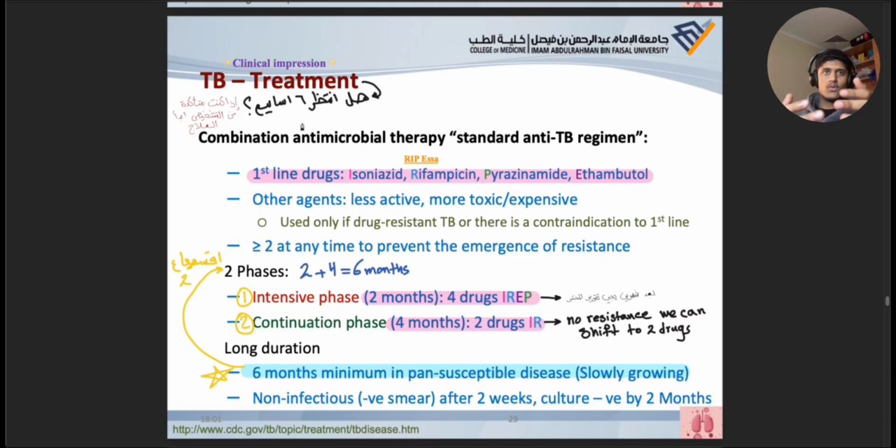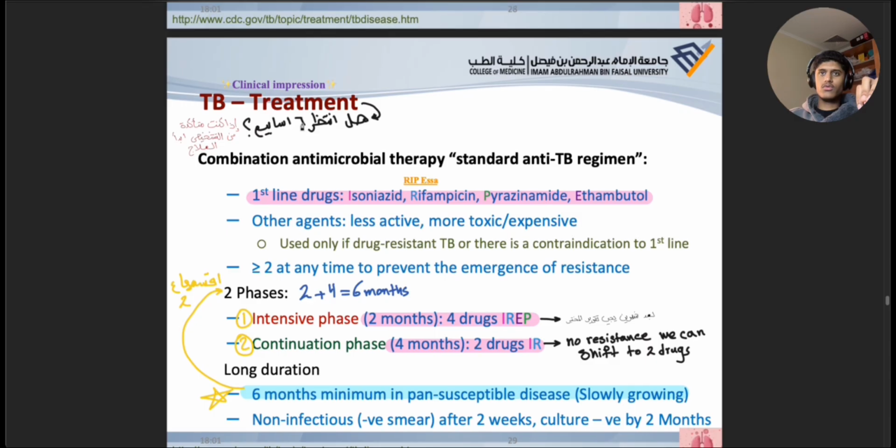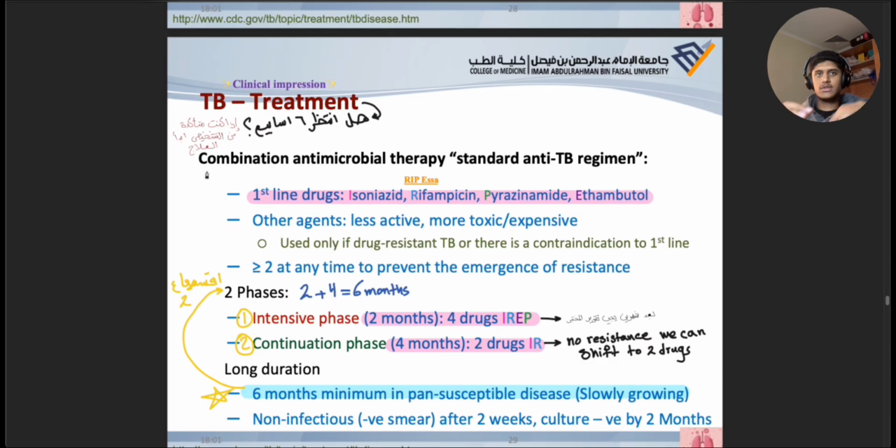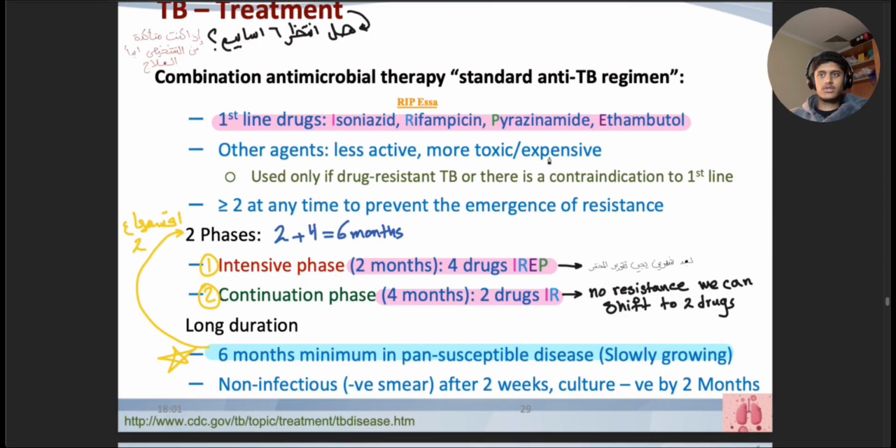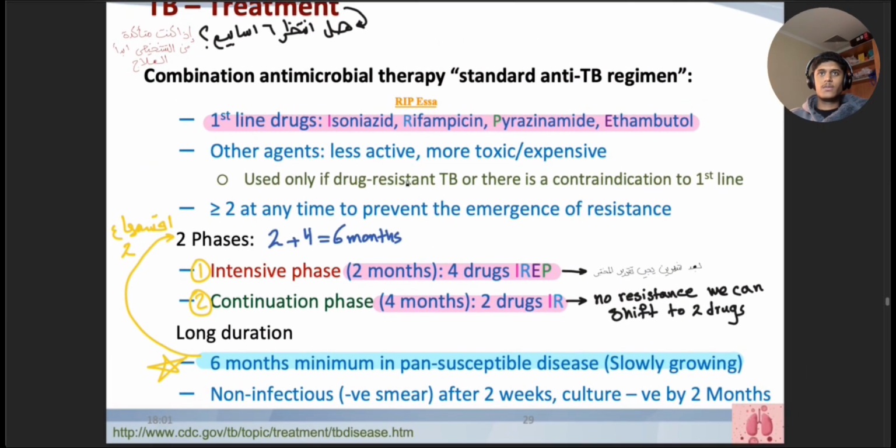Okay, should we wait 6 weeks until we have the culture? No. We always go ahead and have a combination of antimicrobial therapy and a standardized anti-TB regimen, which we took in pharmacology, so I don't want to spend so much time here. But we have rifampicin, isoniazid, pyrazinamide.